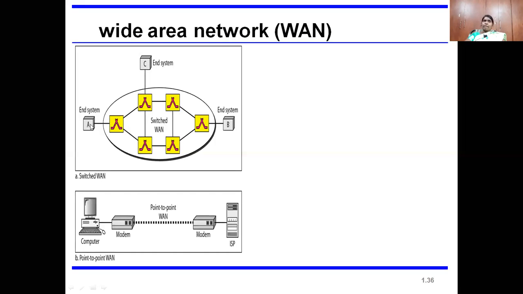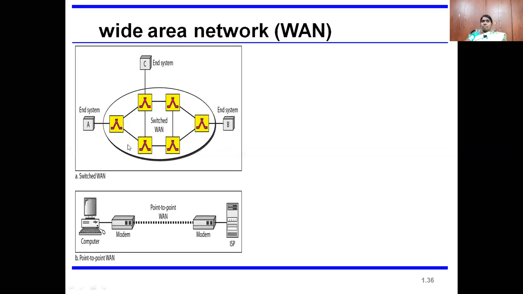To communicate from A to B, it may choose any of the routes. This routing and all we'll see in the coming sessions. If I select this route, it will select this one and it will reach B.